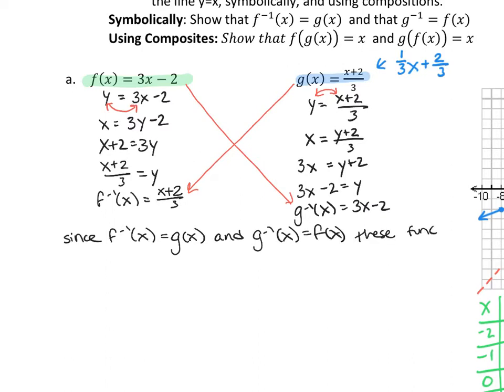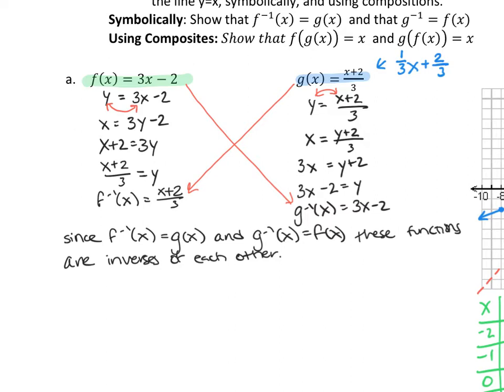these functions are inverses of each other. So we were able to show symbolically or algebraically that yes, once we solve for the inverses of these two functions, we end up getting the opposite's original function. So this is how you'd solve symbolically.